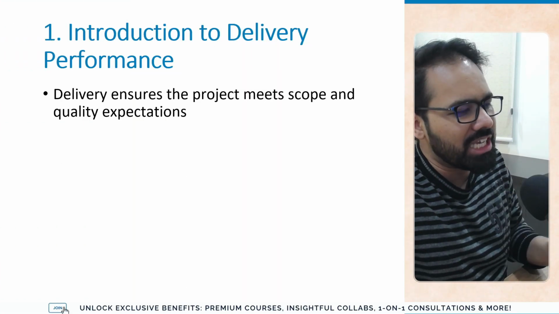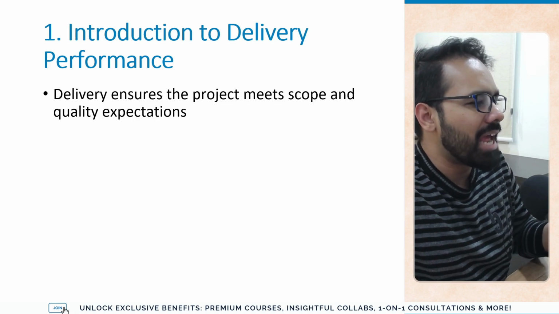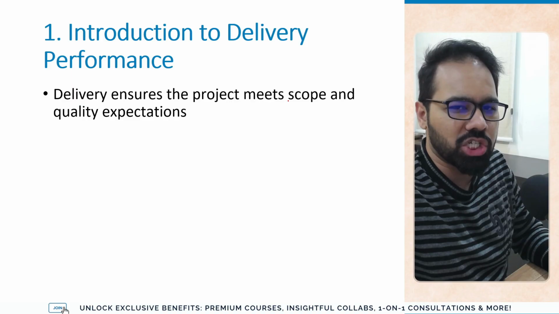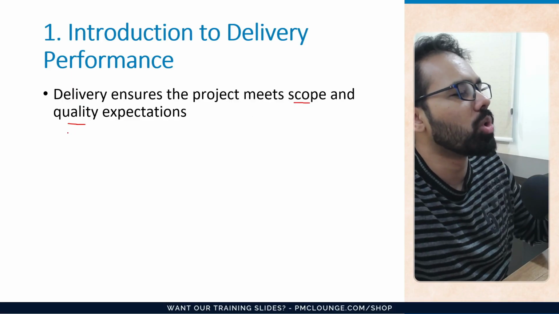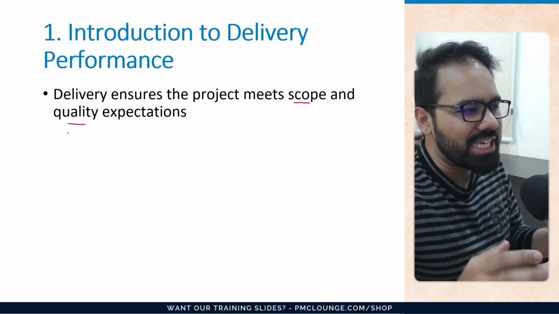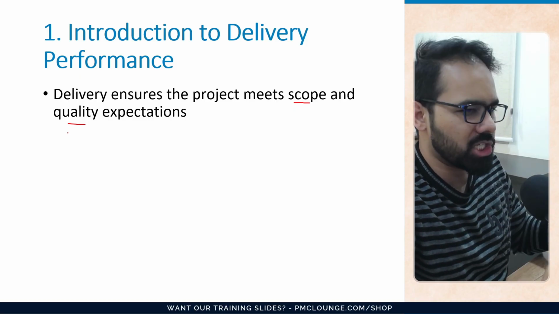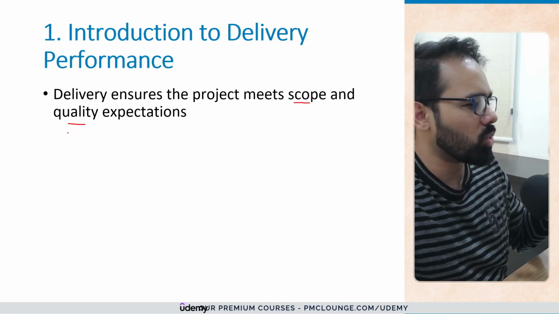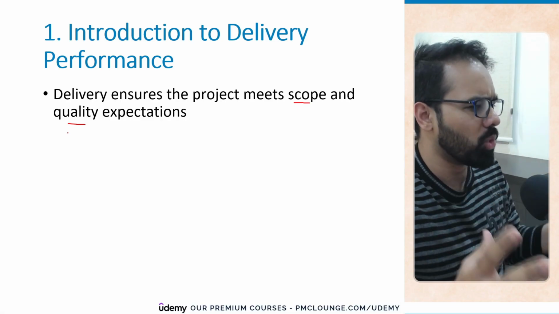Now, delivery ensures that the project meets scope and quality expectations, both of these things, right? Scope as well as the expectations around quality. Delivery is all about producing what the project promised. It could be a new website, a new service, a new product, or some sort of improvement, right?